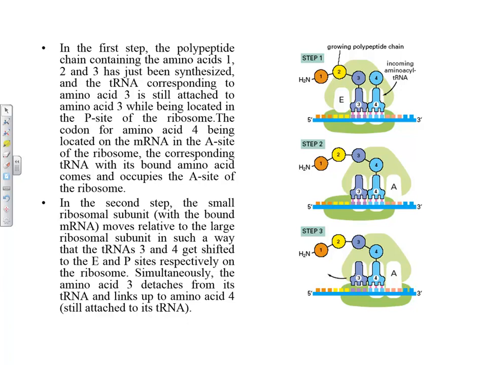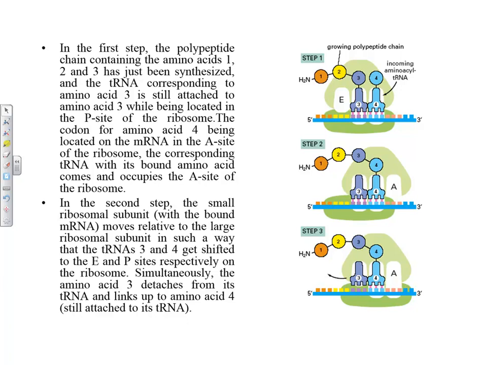You have the A site, the P site, and the E site. Okay. So here you have a growing polypeptide chain. This is the amino terminus of the growing polypeptide chain. Amino acid number 1, 2, and 3 have already been attached. Okay. Now you want to basically attach amino acid number 4.